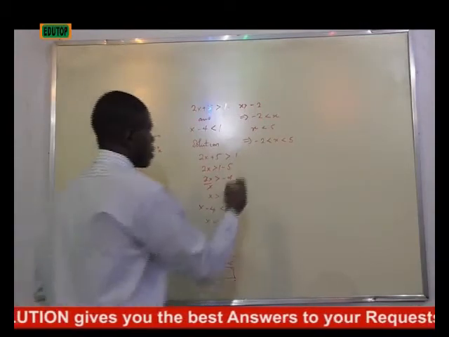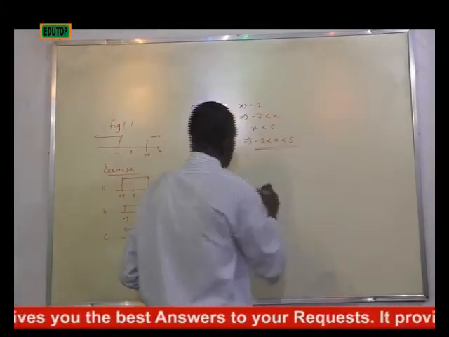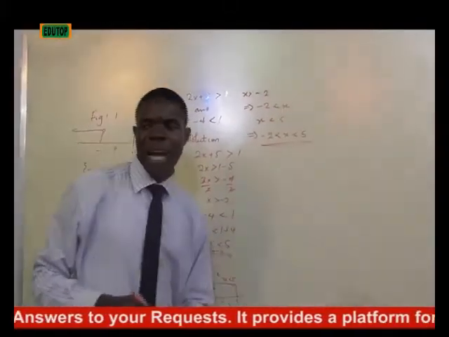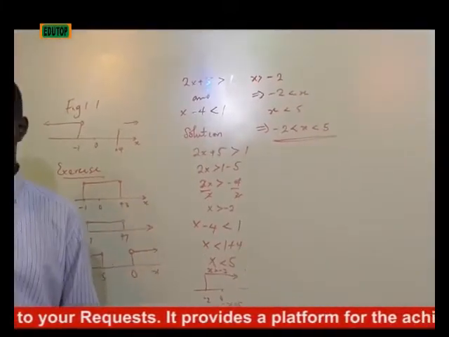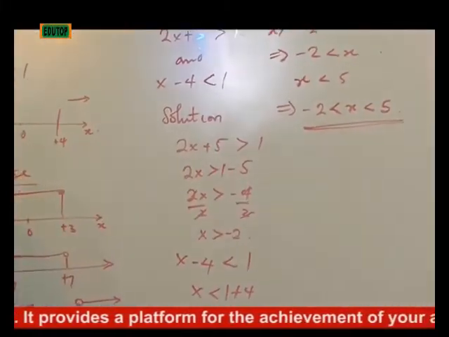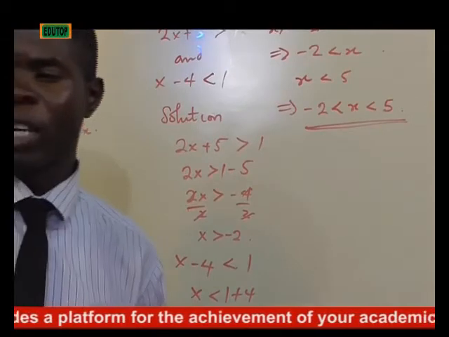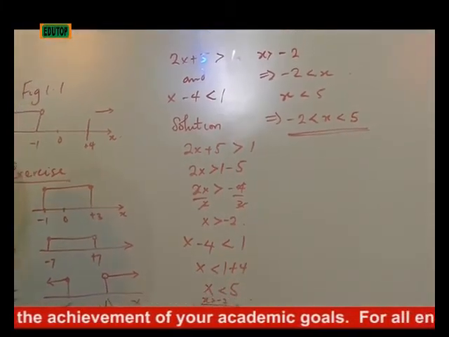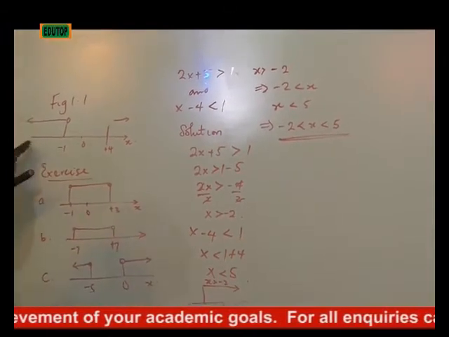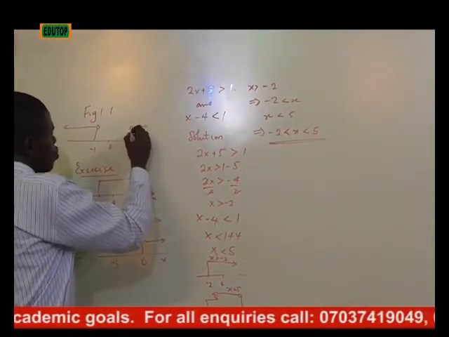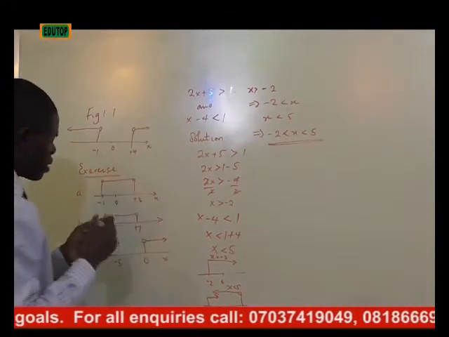So this is the range of values for which the inequality will be satisfied. Then we have some other examples. State the range of values of x for the graph in figure 11.1.1. Look at this graph. We are asked to state the range of values.